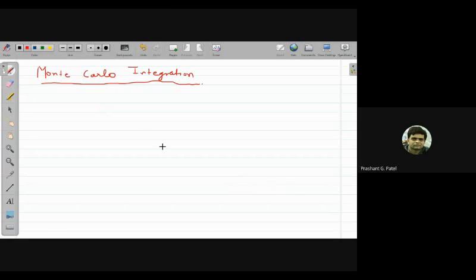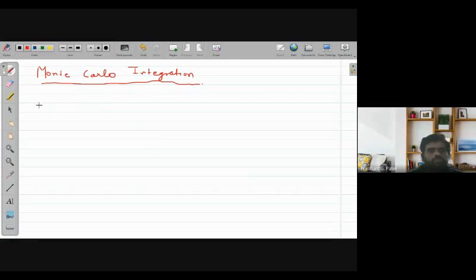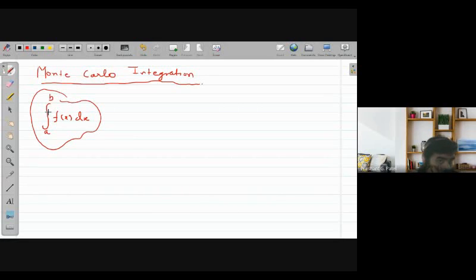In this lecture, we are going to discuss Monte Carlo integration. Our objective is to calculate the integration from a to b of f(x) dx numerically, or an approximate value of this integration. First of all, we have to understand the meaning of this integration.